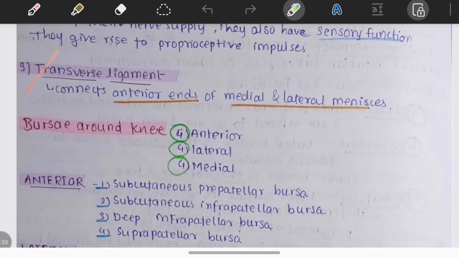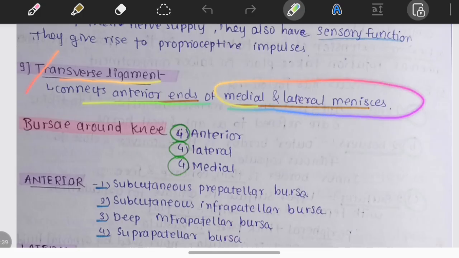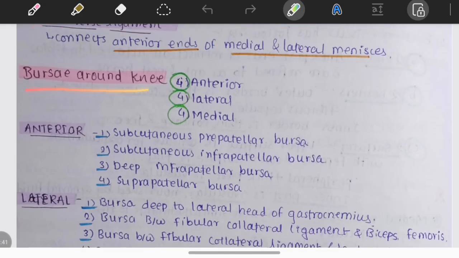Next ligament is the transverse ligament. It connects the anterior ends of the medial and lateral menisci. That's it. Then the bursae around the knee.